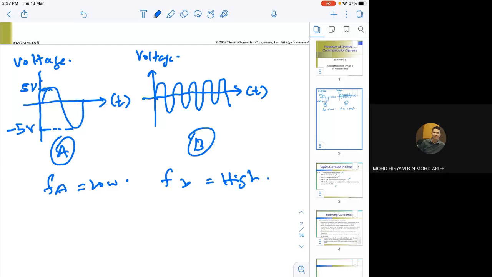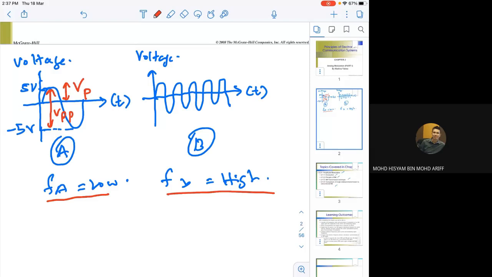From origin, I change color. From origin to here, what do we call it? V peak or V peak to peak? V peak. And then from here to here, V peak to peak. Peak, P-E-A-K. Now very low and high.